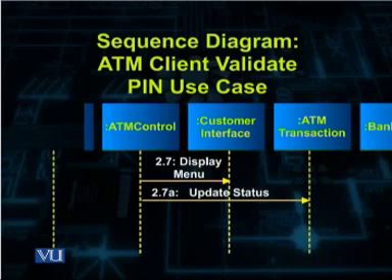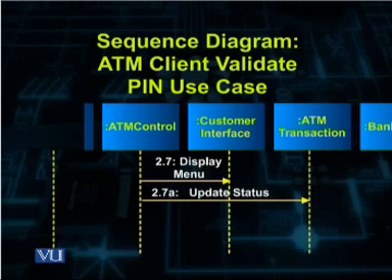So in other words, the transaction can continue and the customer can then select any one of the three transactions that are possible at the ATMs that we are talking about. Once that message is sent to the ATM transaction, as you can see on your charts, there is no response expected back from the ATM transaction object.